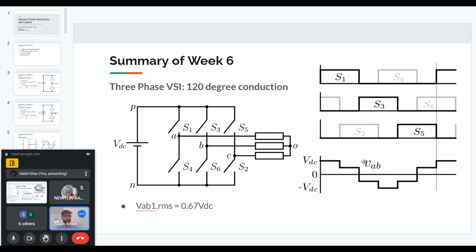And then you can find the load voltage waveform, whether line voltage or phase voltage. You just have to see which voltage comes across what portion. If you see the RMS, it is less than the 180 degree mode of operation. The advantage here is that the conduction time is less, so we may get less conduction losses, but the disadvantage is that the output voltage is also less.